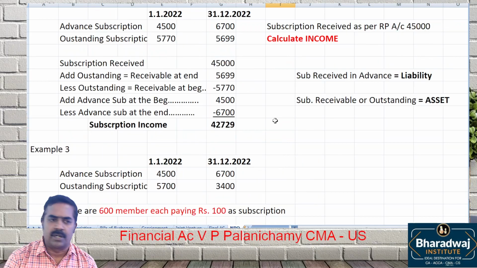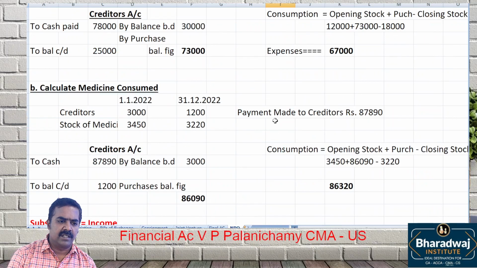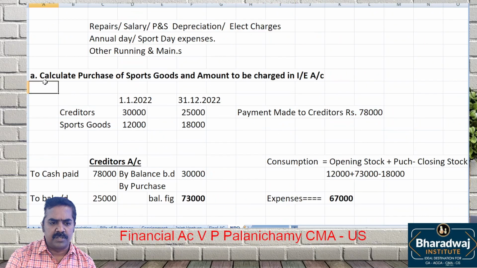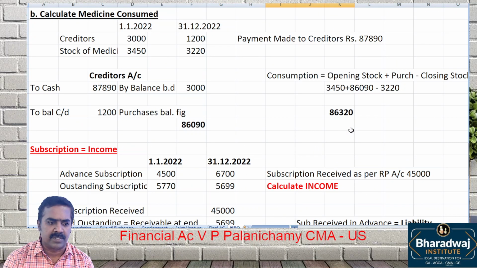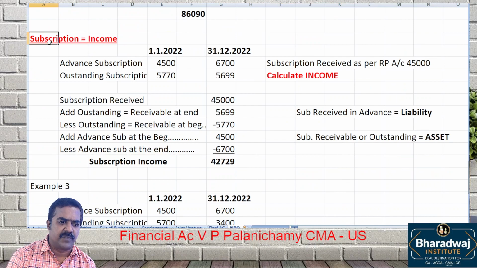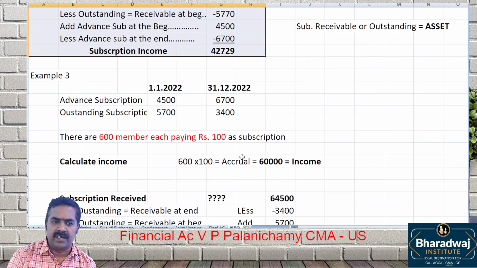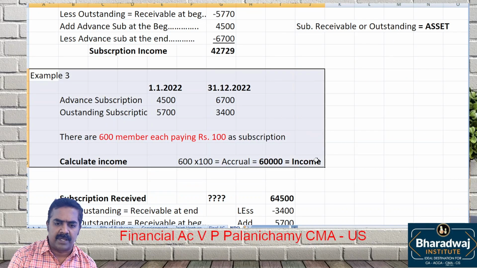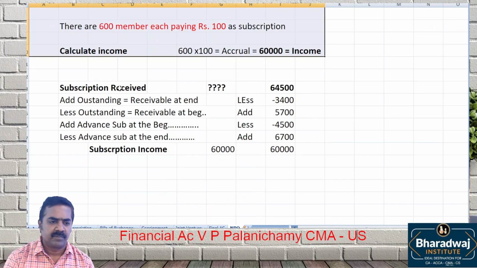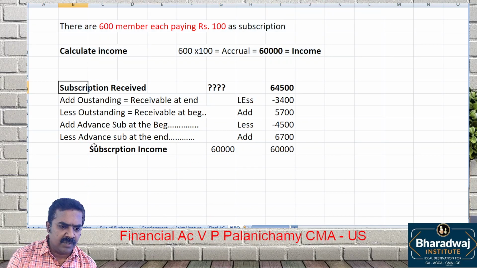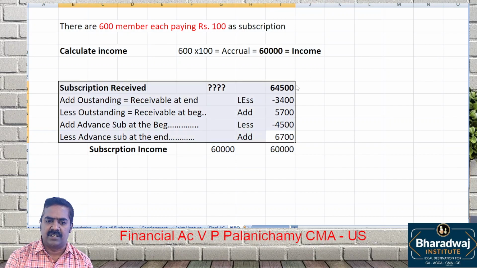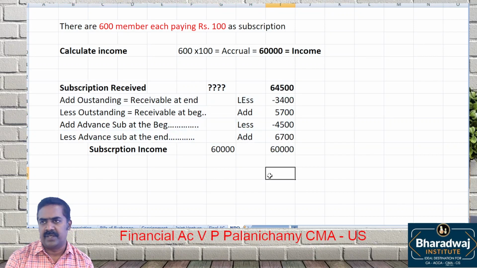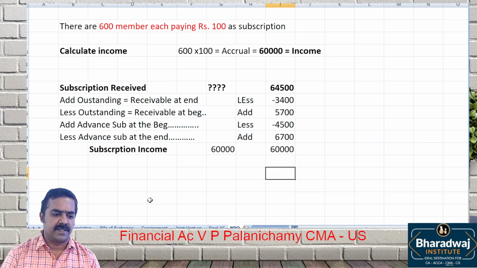These are all short questions for examination. Either they will ask you to calculate the purchase, and now calculate which one? Expenses. Or they can ask you to find out which one? Income by preparing a statement. Or they will give you the number of members and ask you to work out which one? Income. Or they will give you income and ask you to find out what is the collection. This kind of a question can be tested.